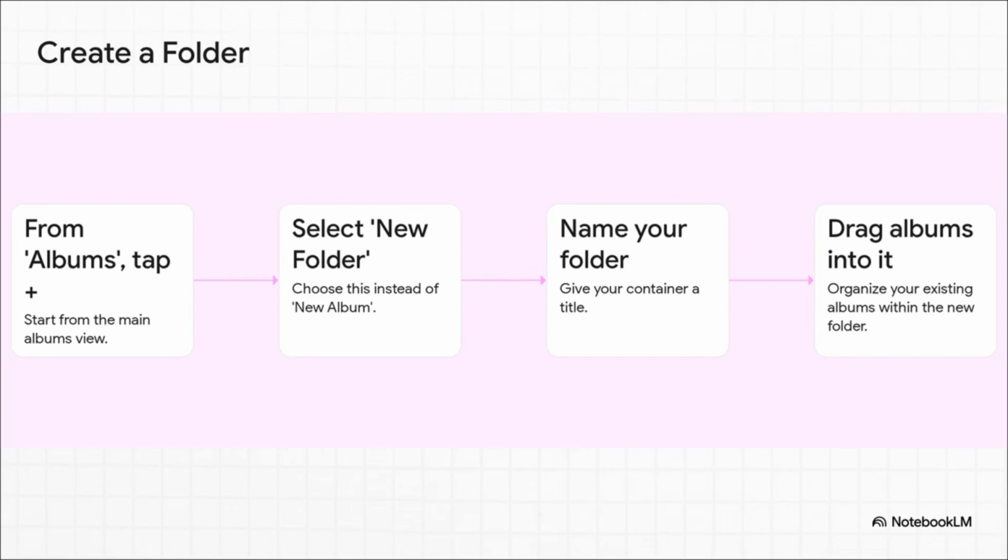Making a folder is pretty much the same as making an album. You tap the plus sign, but this time you just choose New Folder. Give it a name, and then you can start dragging your albums right into it. This is really the final piece of the puzzle to transforming that chaos into pure organized bliss.